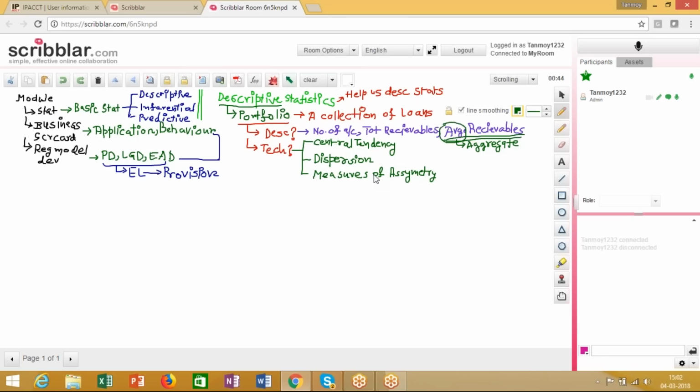Up to this point, are the discussions clear? Are we clear on the concept of what is a descriptive measure, what is a portfolio, and what we are trying to achieve using descriptive statistics? Is this part clear to us? Then I'll move forward with each of these concepts. Great.